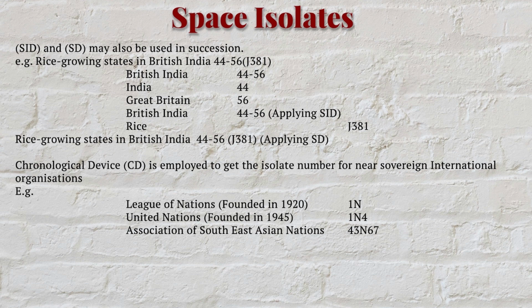Chronological device is employed to get isolate numbers for near sovereign international organizations. Say for example, League of Nations, founded in 1920, and here League of Nations is worldwide, so 1N. Here N indicates the century number 900 to 999. We can use the century number here for brevity. Similarly, United Nations, founded in 1945, is denoted by 1 in 4. No other such near sovereign organization was established.